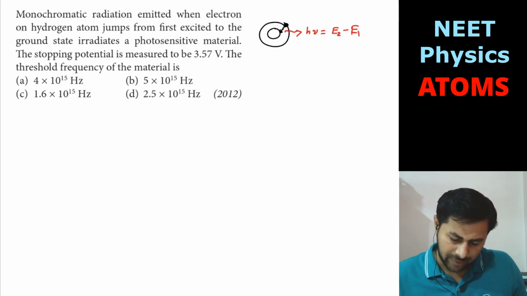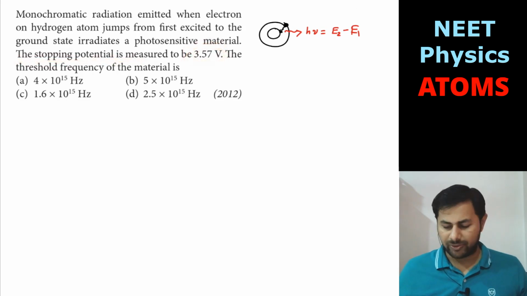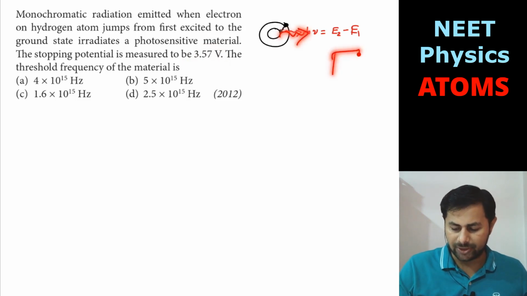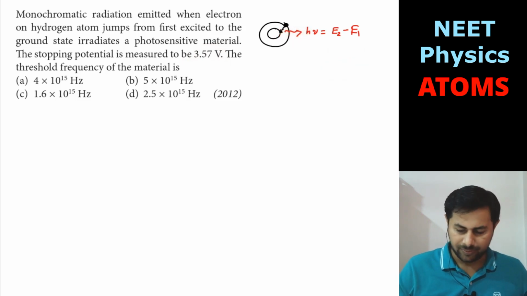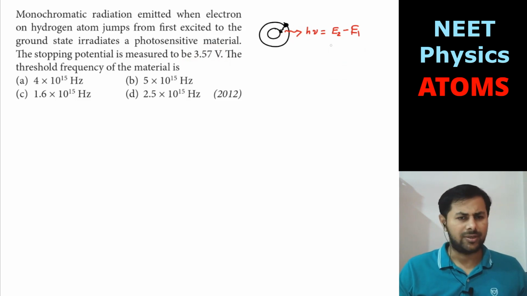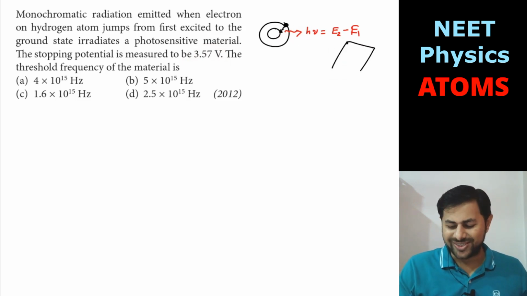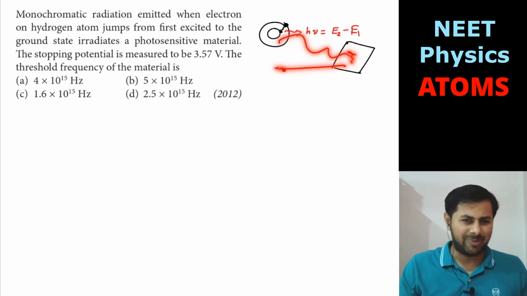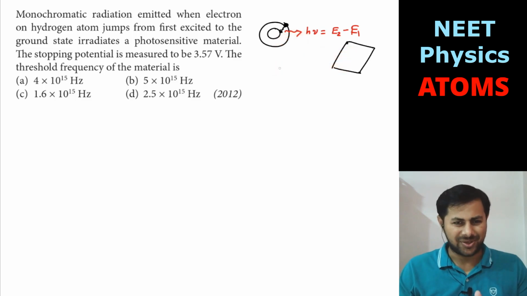Then after that the stopping potential is measured to be 3.57 volts. So what happens? This photon strikes the photosensitive material, and due to that an electron will be emitted. To stop that electron, you need a stopping potential of 3.57 volts.